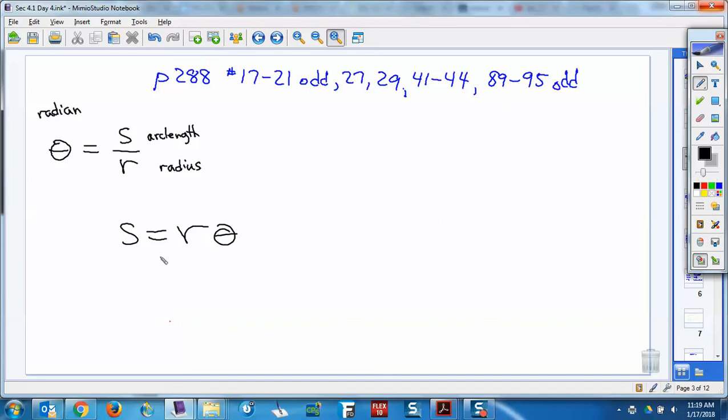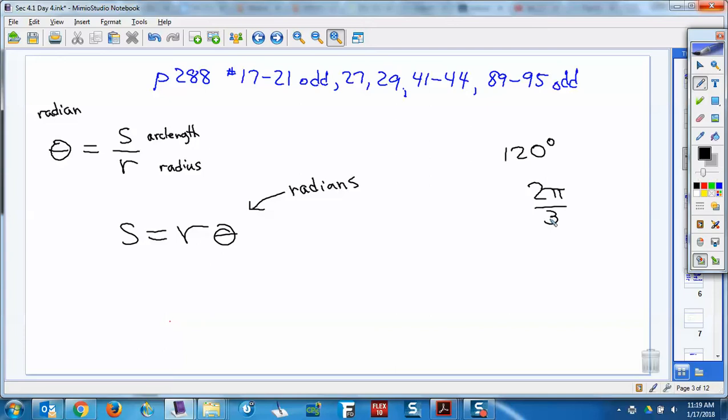Well, here's a big one right here. S equals r theta. The thing to keep in mind is this only works when theta is in radians. And that's what you had to do on 89 and 91. You needed to take that degree and change it to radians. So 89 says find the length of the arc on the circle, radius r, intercepted by central angle theta. So you've got 120 degrees. We have to convert that. So what is that? That is 2 pi thirds.